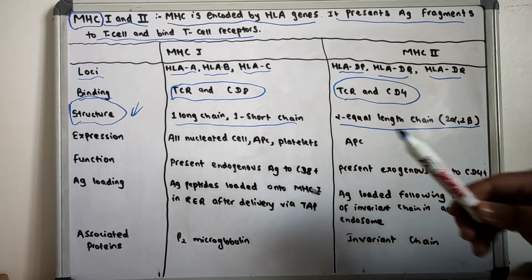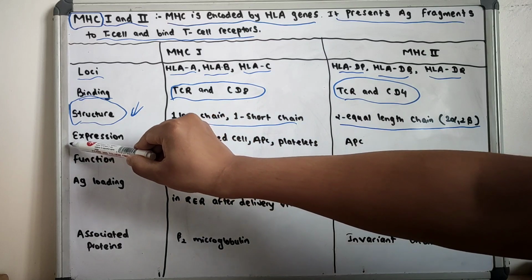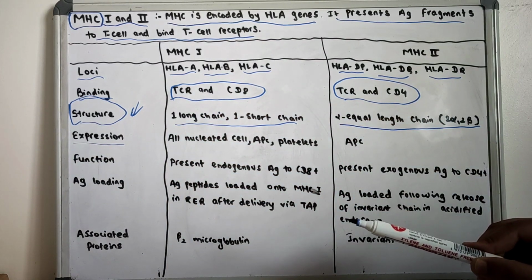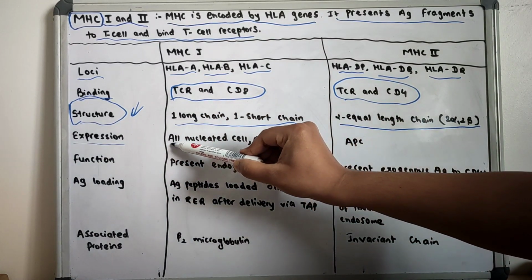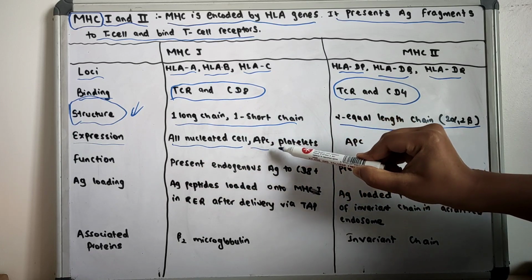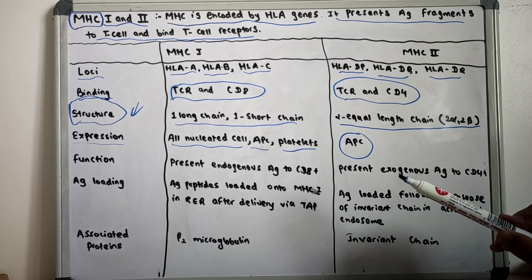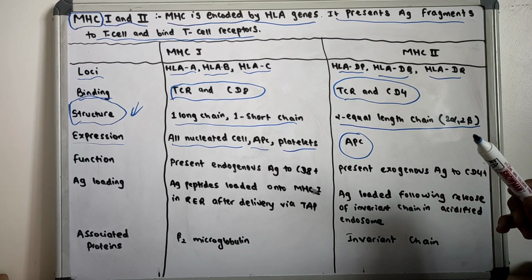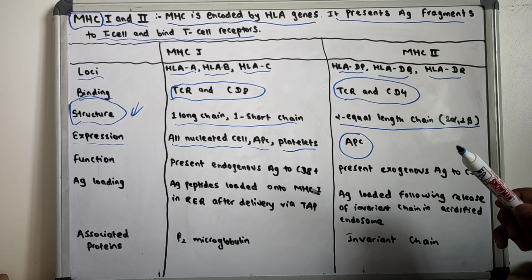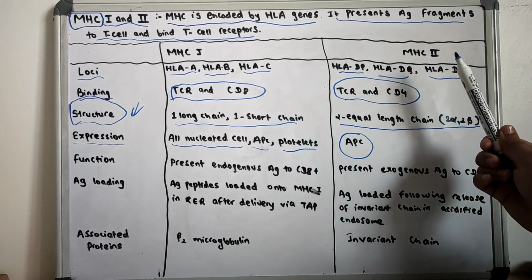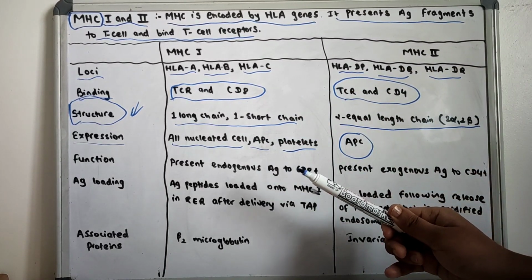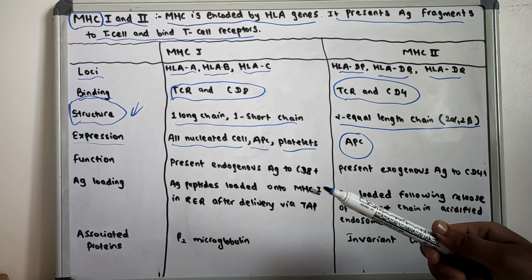The expression, now let us talk about the expression of the MHC1 and MHC2. The MHC1 is expressed in all nucleated cells, antigen presenting cells, and platelets, whereas the MHC2 is expressed in the antigen presenting cell. So you have to know that the MHC1 and MHC2 both are expressed in antigen presenting cells.